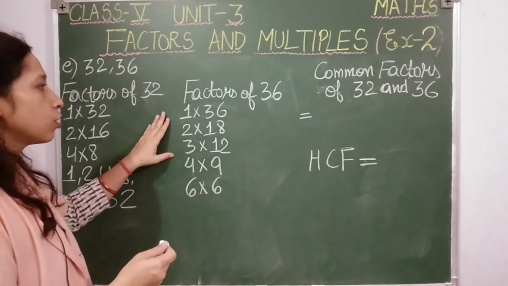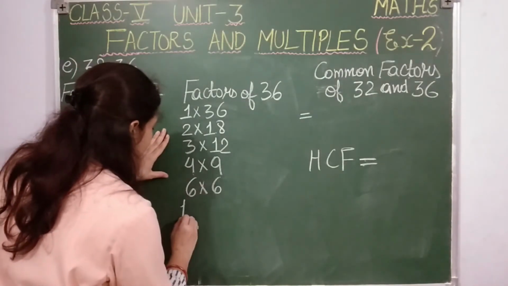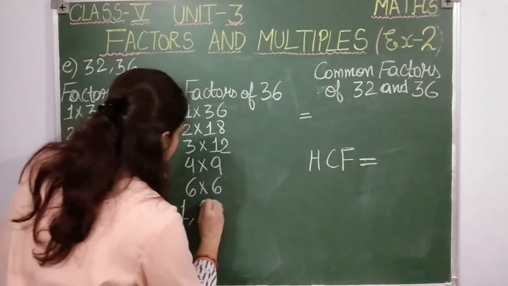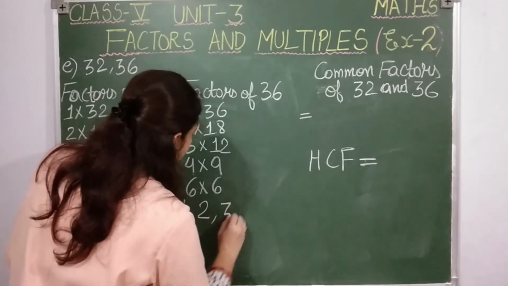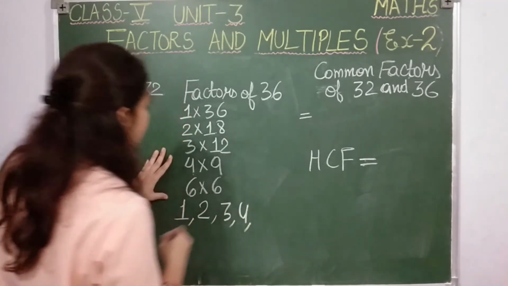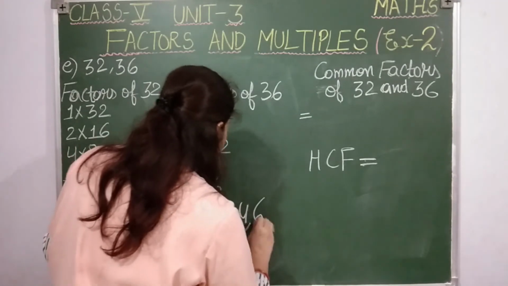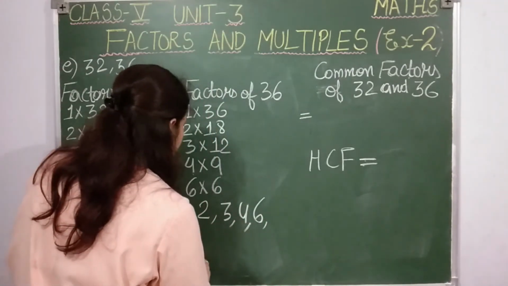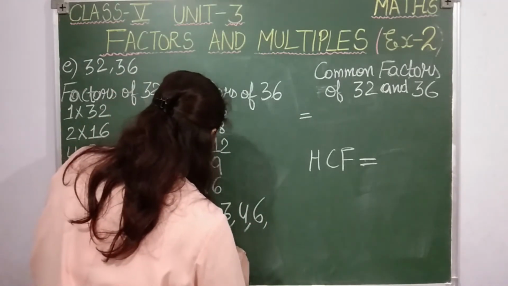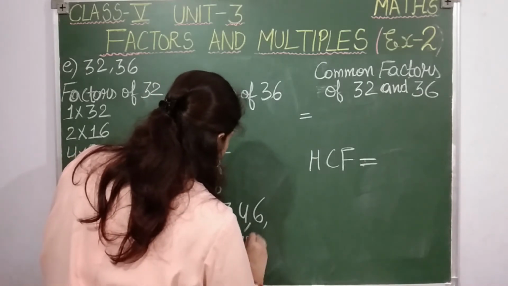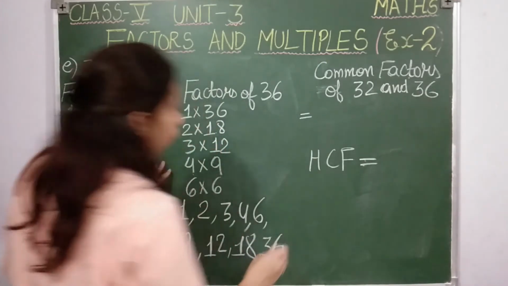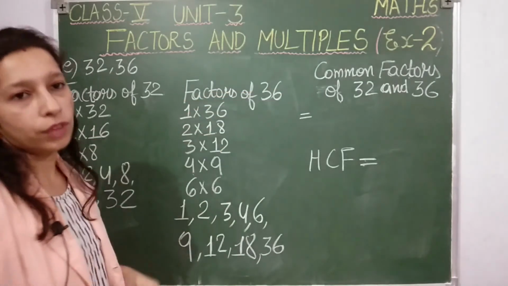In the same manner, factors of 36 are 1 36s are 36, 2 18s are 36, 3 12s are 36, 4 9s are 36, then 6 6s are 36. So finally, these are the factors of 36. Clear, students? Okay. Now common factors of 32 and 36.